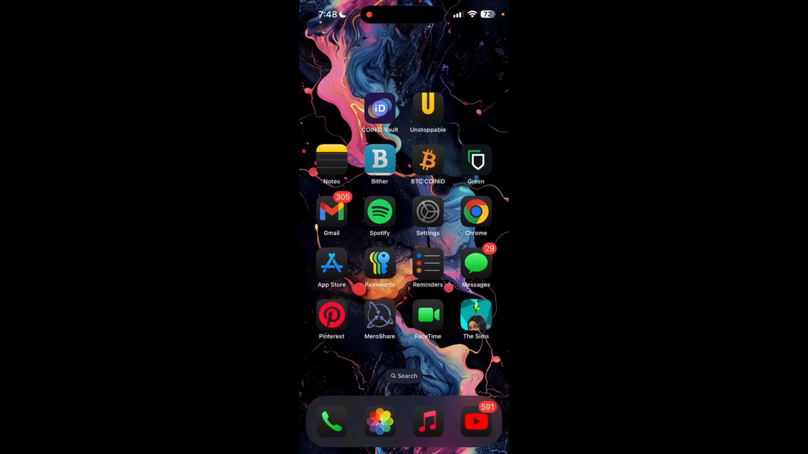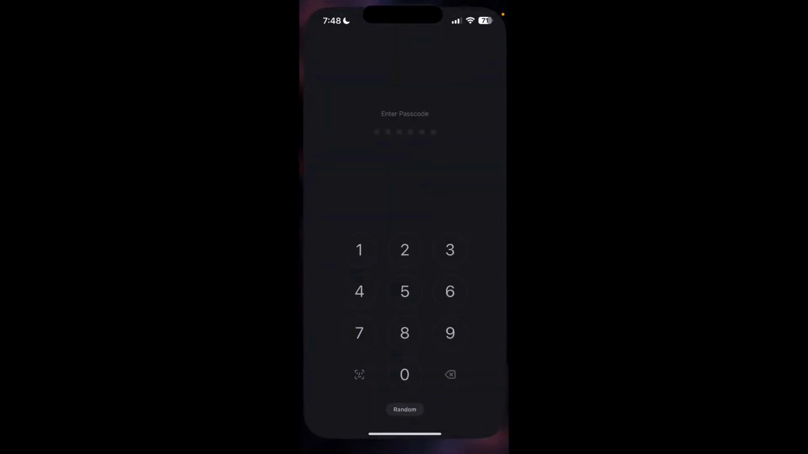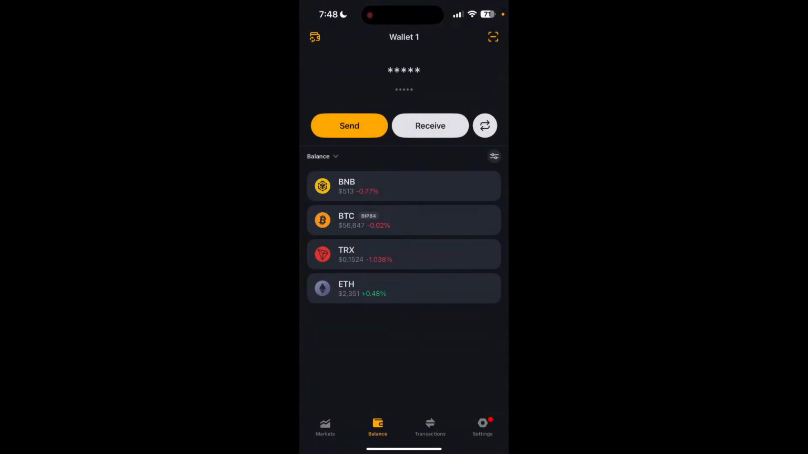In this video, we are going to learn how to view market price in Unstoppable Crypto Wallet. Launch the Unstoppable Crypto Wallet on your device and log in using your credential. Look for a section labeled Market in the application main menu. This is usually accessible from the bottom of your screen.